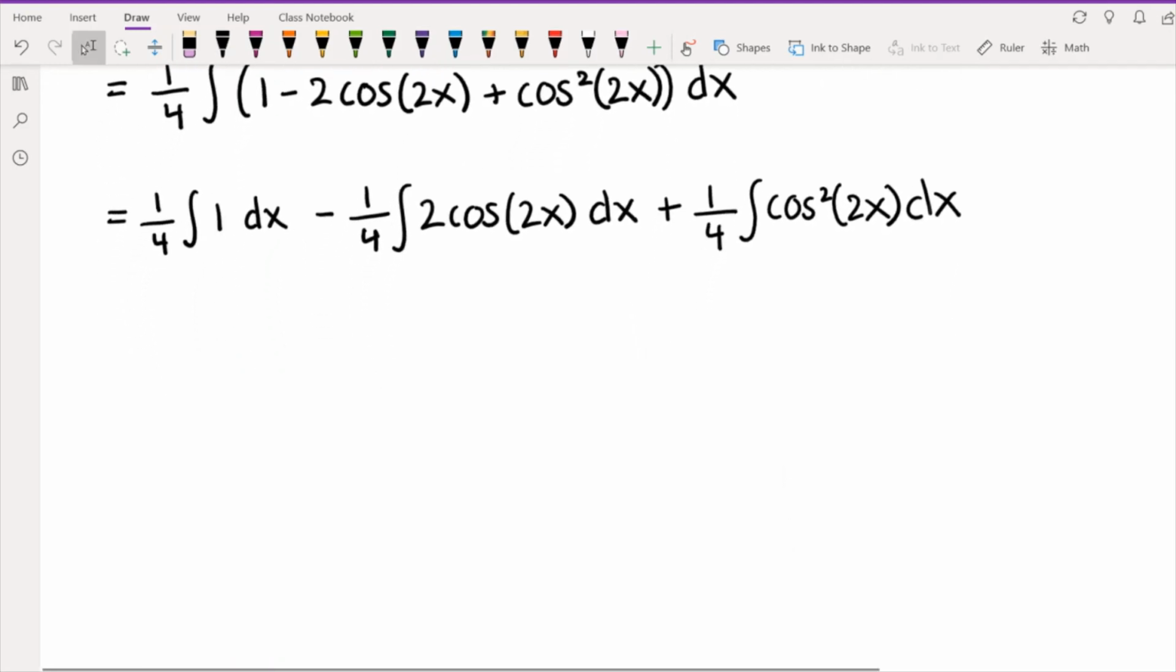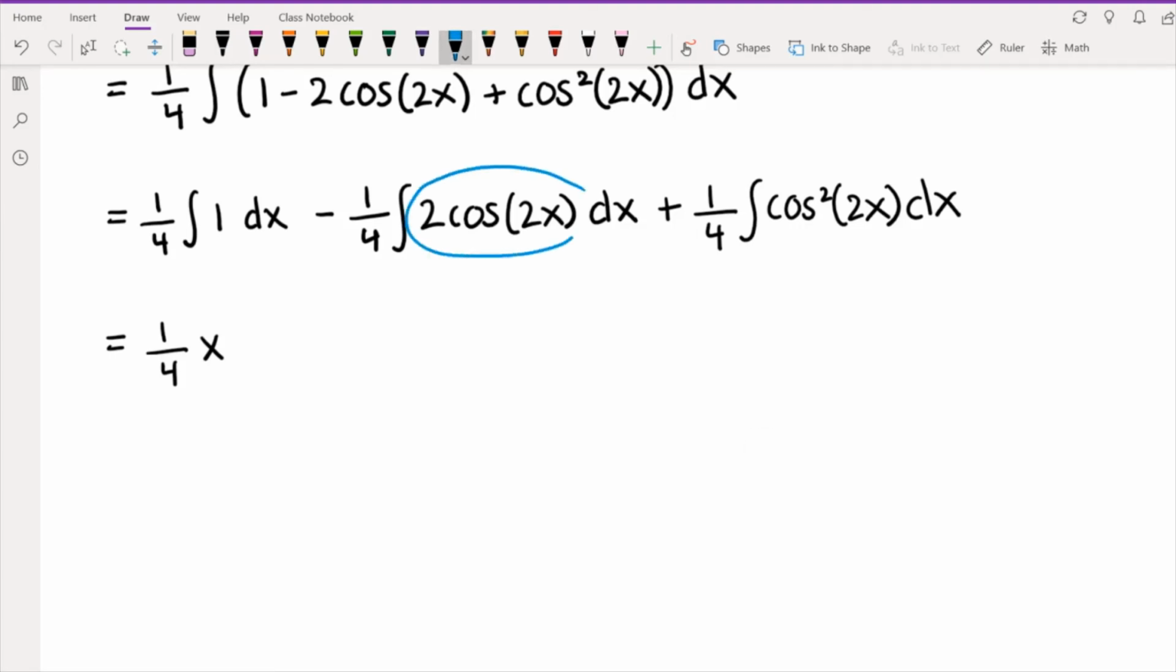Okay, so let's maybe get these first two out of the way, and then we'll focus on the last one, because the last one is kind of the trickiest part here. So the first part, the antiderivative of 1 is just x. We have 1/4 x. And then this next part, you could pull out the 2, but actually as it is, 2 times cosine of 2x, the antiderivative of that is just sine of 2x, right? Because the derivative of sine of 2x would be cosine of 2x times 2. And so the antiderivative of 2 times cosine of 2x is just going to be sine of 2x. You would get the same answer if you pulled the 2 out.